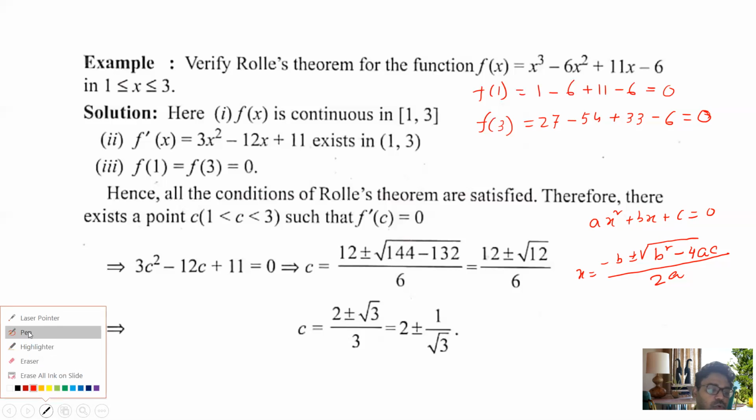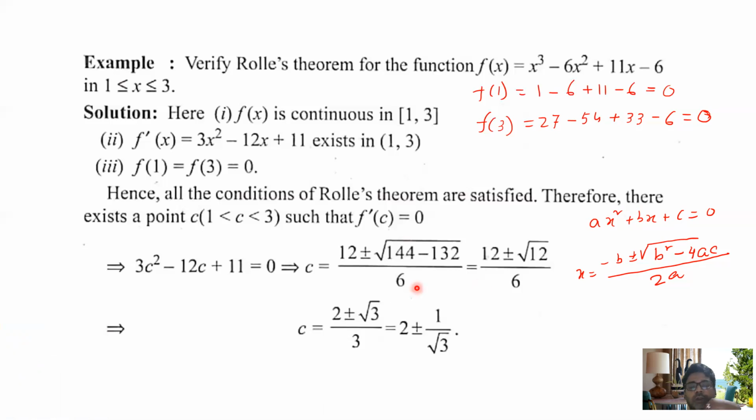Okay, so using it we can find c is equal to 12 plus minus root under b square, 144 minus 132, using this formula. So a is equal to 3, b is equal to minus 12, c is equal to 11. So 12 plus minus root under 12, divided by 6. After simplification you have 2 plus minus root 3 by 3.